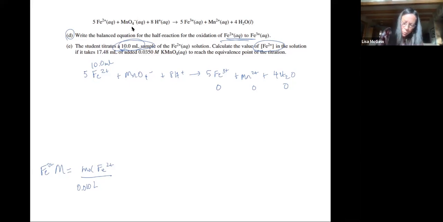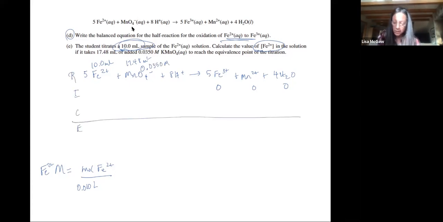It takes 17.48 milliliters, and the concentration is 0.0350 molar. So you're saying, okay, well, how does that fit into this table? Here's what I want you to understand: when I reach this equivalence point, then I'm going to have 0 left of each of those reactions. Problem. What do I have to do? I have to get moles, and I have to show that mole work. So let's show that mole work right here.